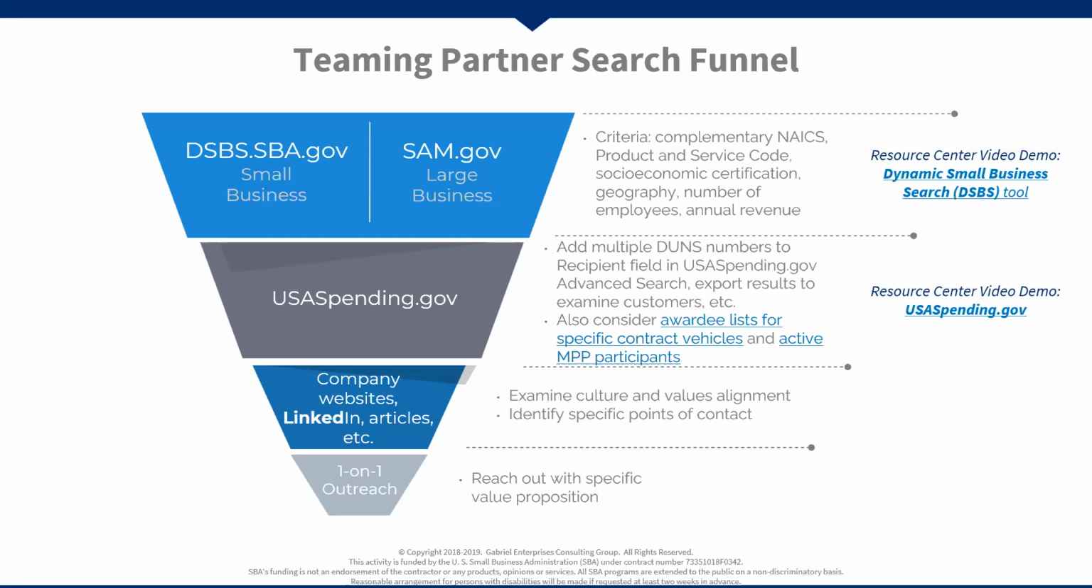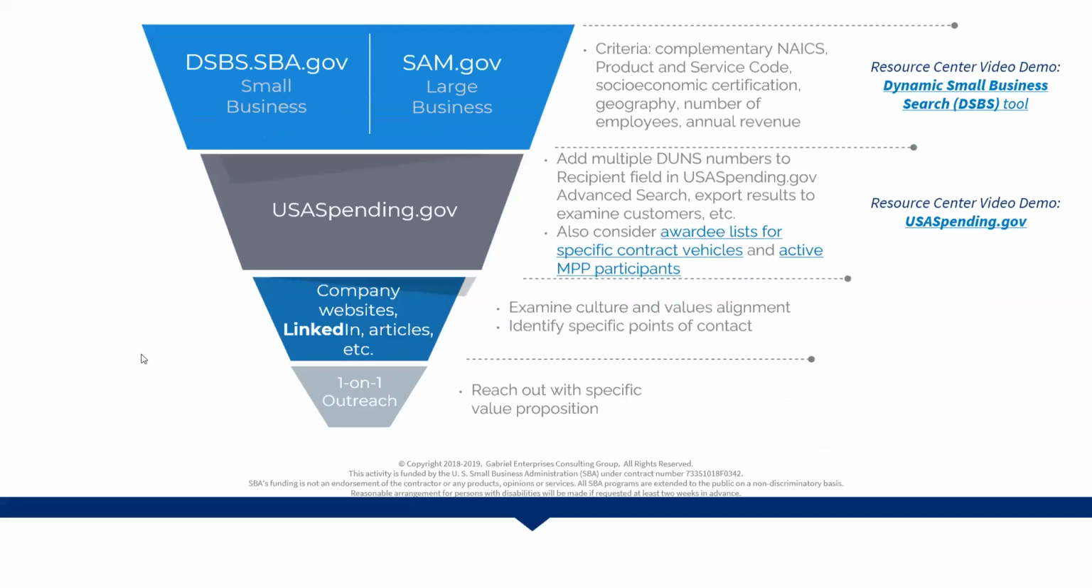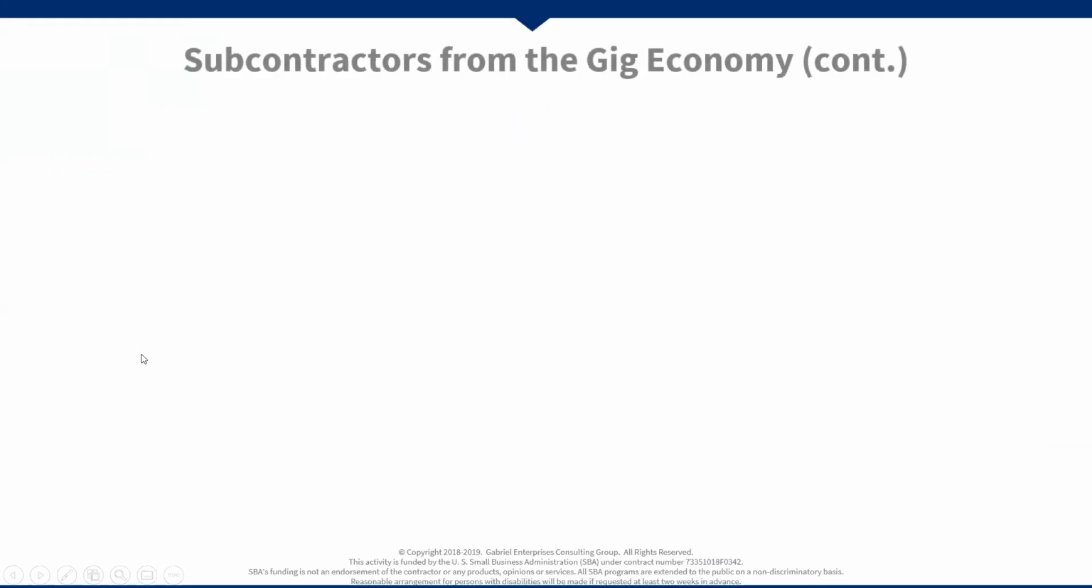But then, you're kind of exploring values alignment and seeing if this is the type of company that you want to work with. So again, hopefully that's helpful in getting a sense for how you can start with a large group of companies, even thousands, and whittle it down to just a small group that you can talk to and reach out to, and then hopefully work with.